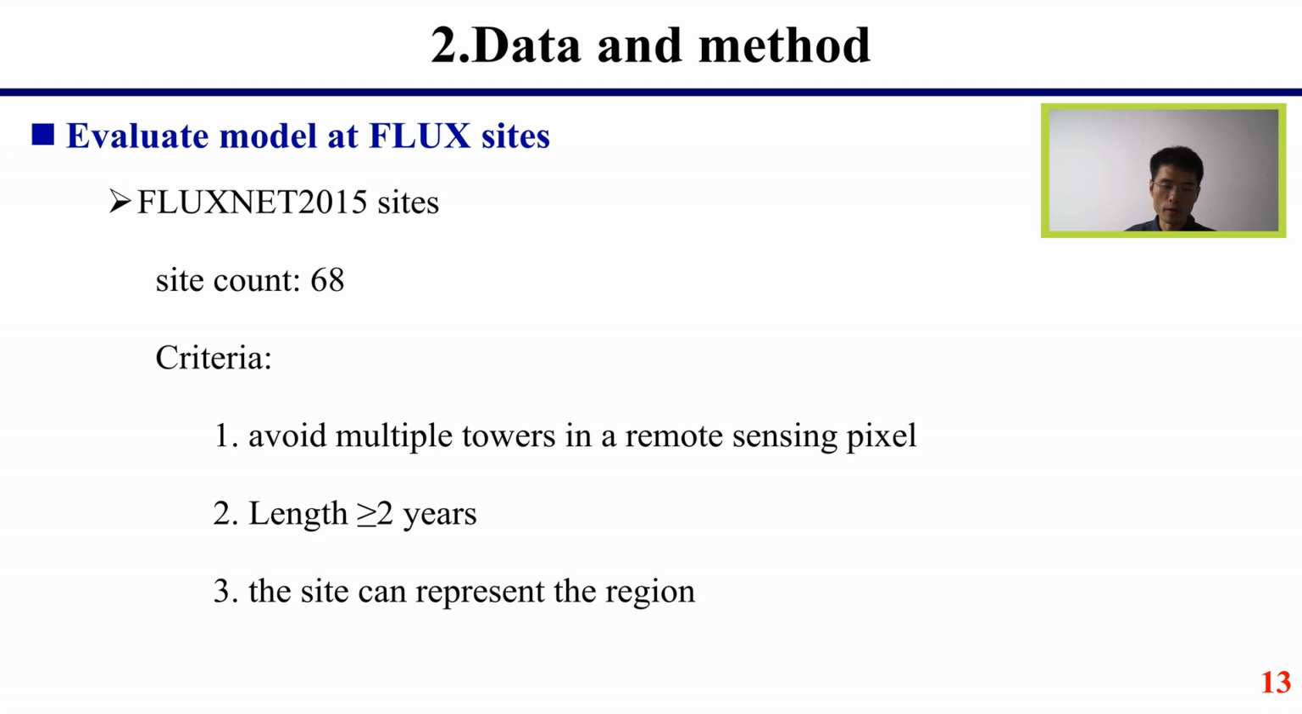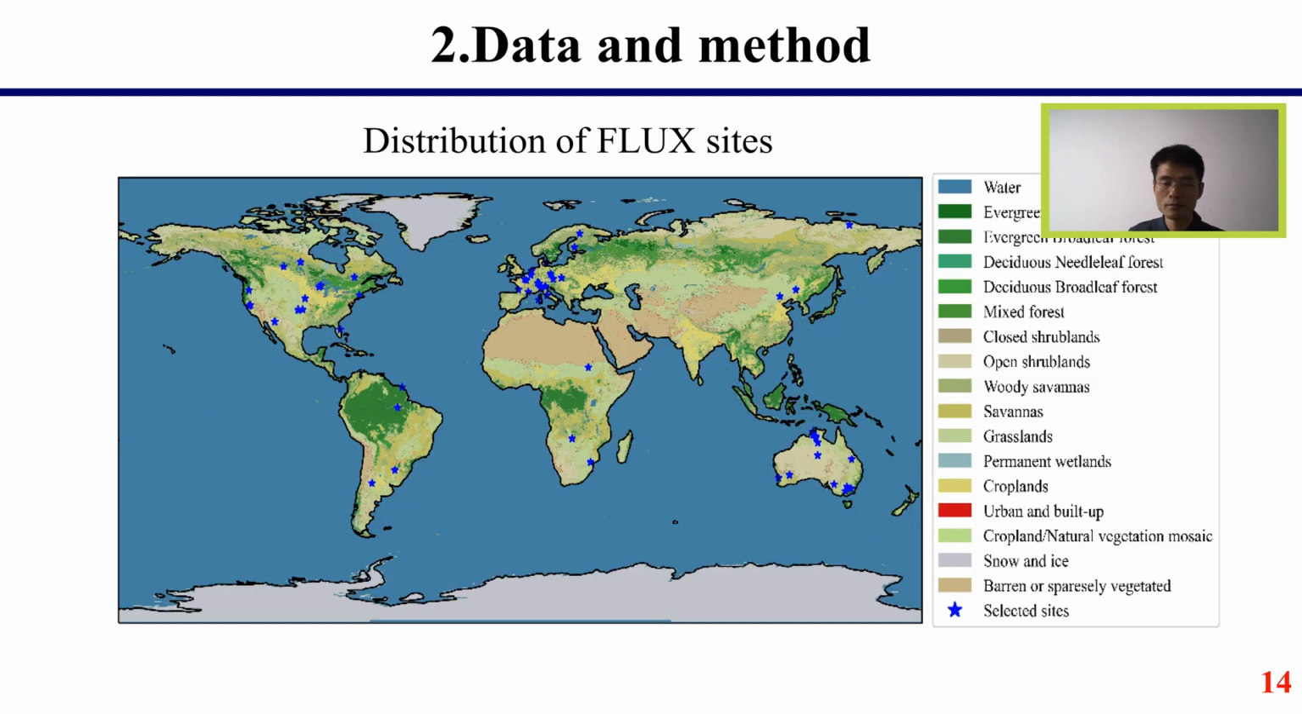We also need to ensure that the data coverage of the measurements is longer than 2 years. The third requirement is that the flux site can represent the region, so we use leaf area index to check whether the tower site and the surrounding area have similar leaf area index characteristics. That is basically the criteria we use to filter sites. Finally, we have 68 sites. These are the 68 sites distributed over the globe. They represent almost all the major plant functional types.